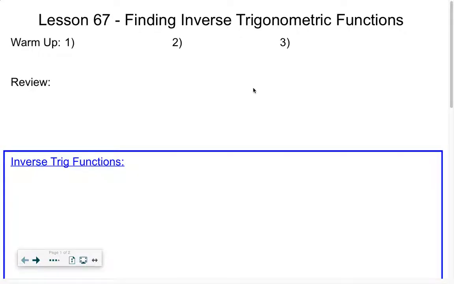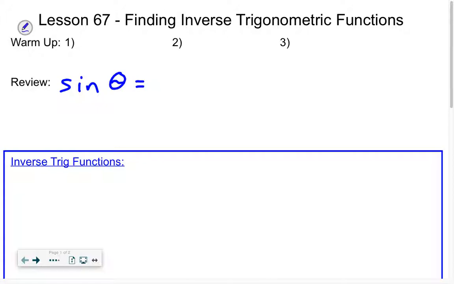Inverse trig functions. Little review. Sine of theta was equal to what variable? X or Y? Dalton can tell us why.